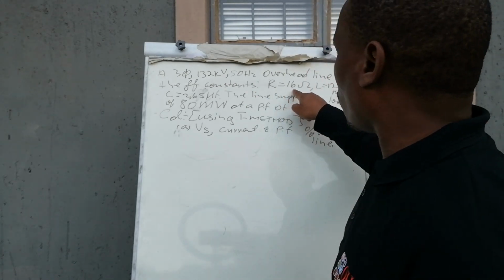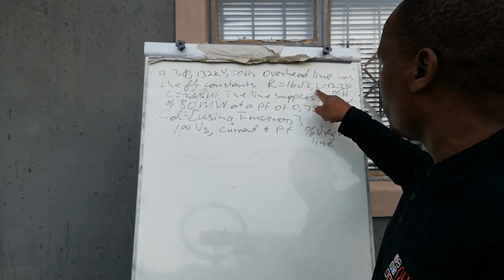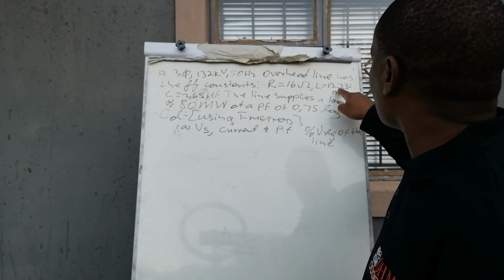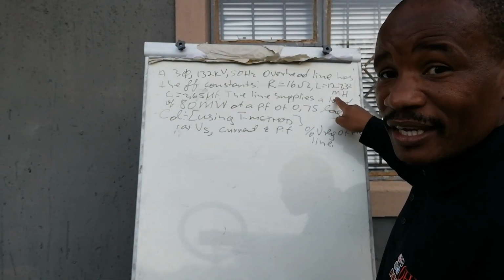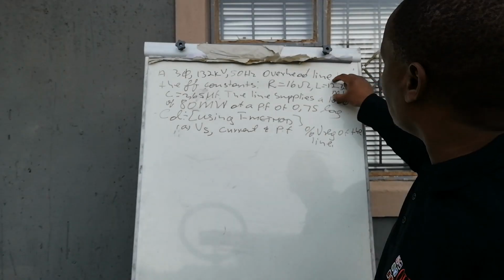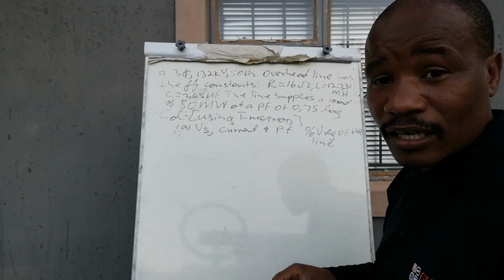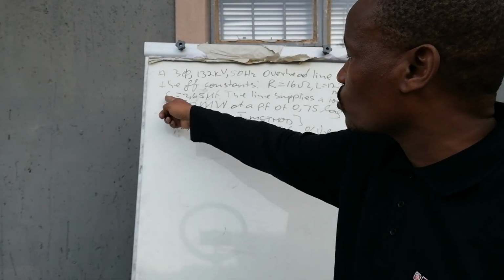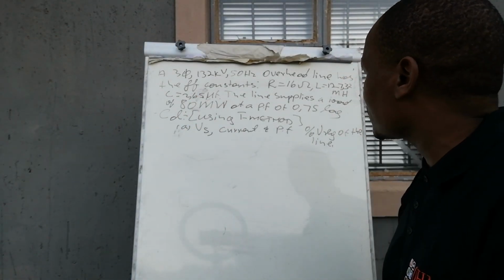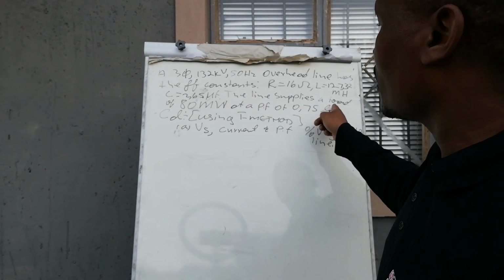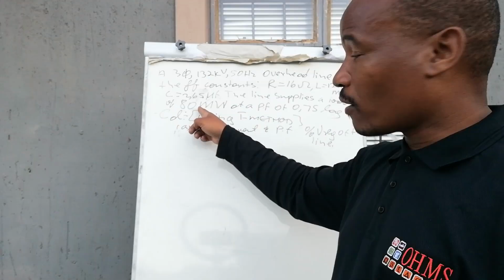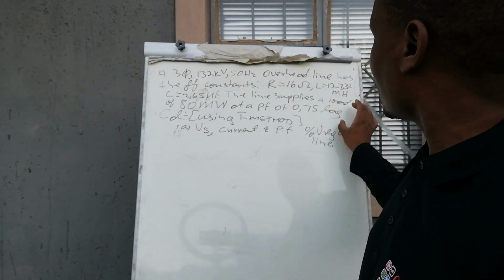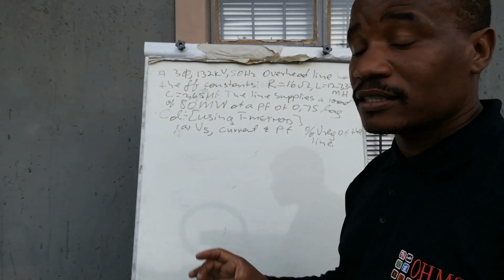And then, of course, we've got the resistance of 16 ohm, the inductance of 127.32 millihenry. We're going to use this inductance to calculate the inductive reactance, and this capacitance to calculate the capacitive reactance. And we say the line supplies a load of 80 megawatts at the receiving end, at a power factor. This is the information from the receiving end.